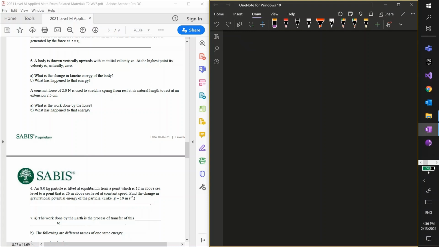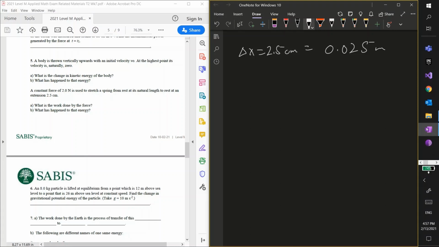A constant force of 2 newtons is used to stretch a spring with a natural length to rest at an extension of 2.5 centimeters. So delta x is 2.5 centimeters, yeah? 2.5 centimeters means 0.025 meters, yeah? Now, what is the work done by the force?